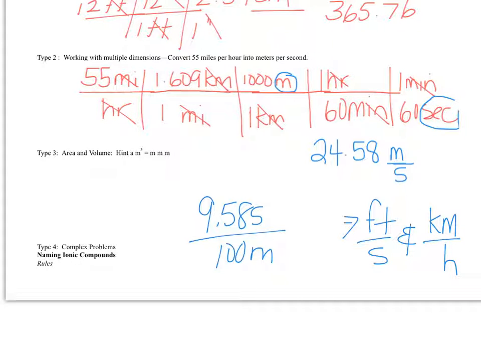So you're converting it twice. You can do them separately. So convert seconds per 100 meters to feet per second, and then seconds per 100 meters to kilometers per hour. So it's actually two problems. All right? So work on that.